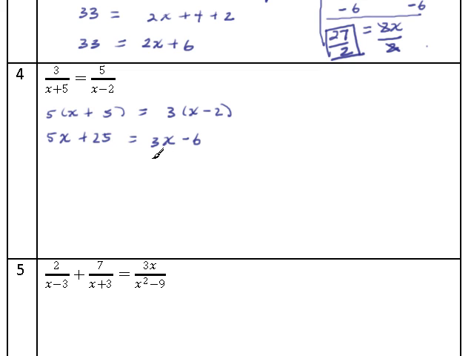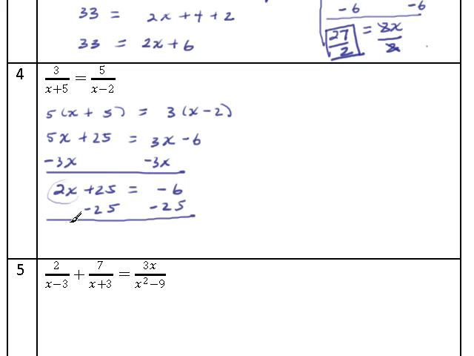All right, subtract 3x from both sides. And we have 2x plus 25 is equal to negative 6. And now we want to isolate this x term. Subtract 25. And we have 2x is equal to negative 31. And the last step, just divide by 2. So we have negative 31 over 2.